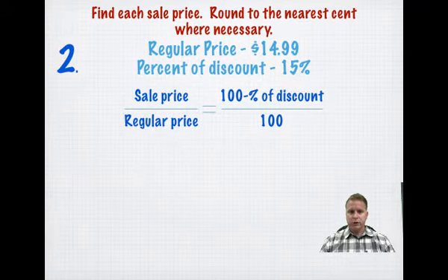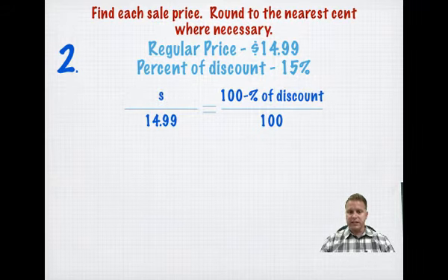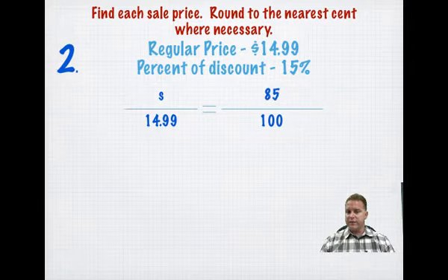So let's try number 2. We're going to find each sale price, round to the nearest cent again. So we've got our proportion, sale price over regular price, equals 100 minus the percent of discount over 100. So what do we know? Well, we know the regular price is $14.99. We're looking for the sale price, so we're going to use S again. I don't usually like S's because mine look like 5s, but this should be okay. Then we have 100 minus the percent of discount. So what's going to go on the top here? Hopefully you said 85 because 100 minus 15 is 85.